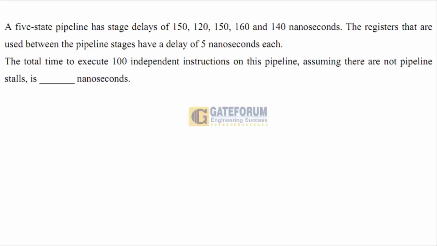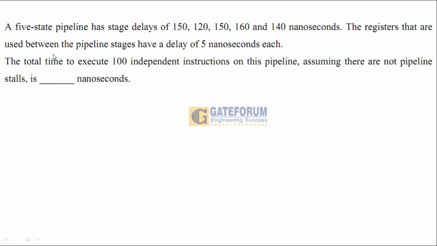Now let us solve a question which is given in GATE 2021 in the topic of pipelining. This question is a simple question which is given for 1 mark. By applying a simplest formula, we will be able to solve this. The question is a 5-stage pipeline has stage delays of 150, 120, 150, 160 and 140 nanoseconds. We do have a 5-stage pipeline in which each of the stages are taking these delays.